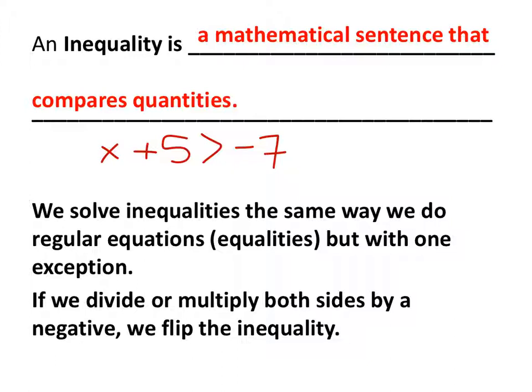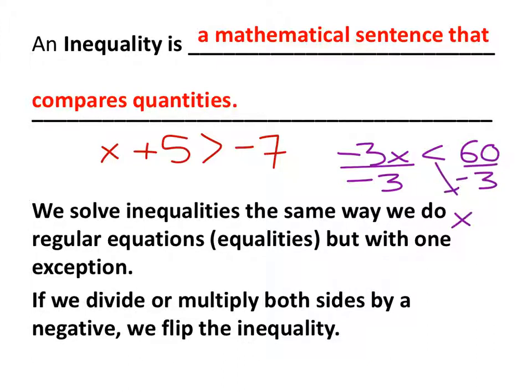And that's just about it. So if we see something like negative 3x is less than, I don't know, 60, we would need to divide both sides by -3, as if it were an equation. But when we do that, it flips the inequality, so now it would be eating the x. So x would be greater than -20 in this case. That was a case where we divided both sides by a negative, but it is possible to multiply both sides by a negative as well.